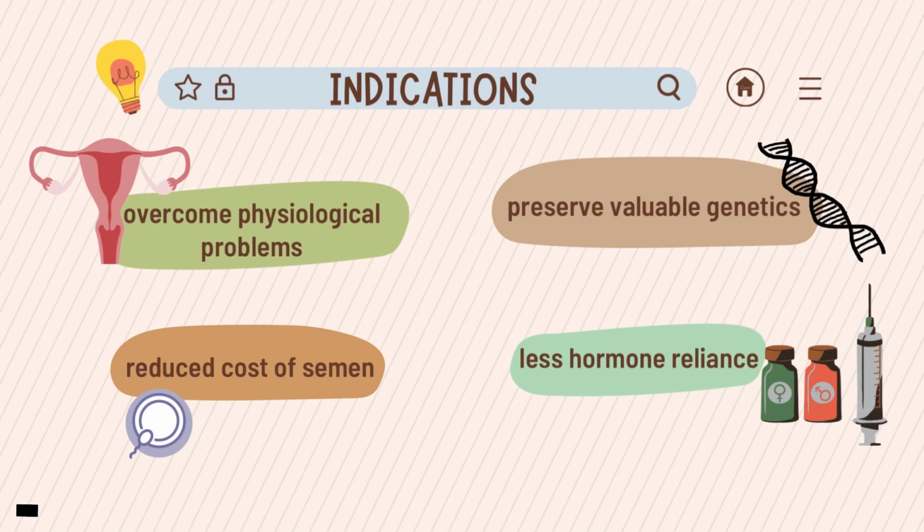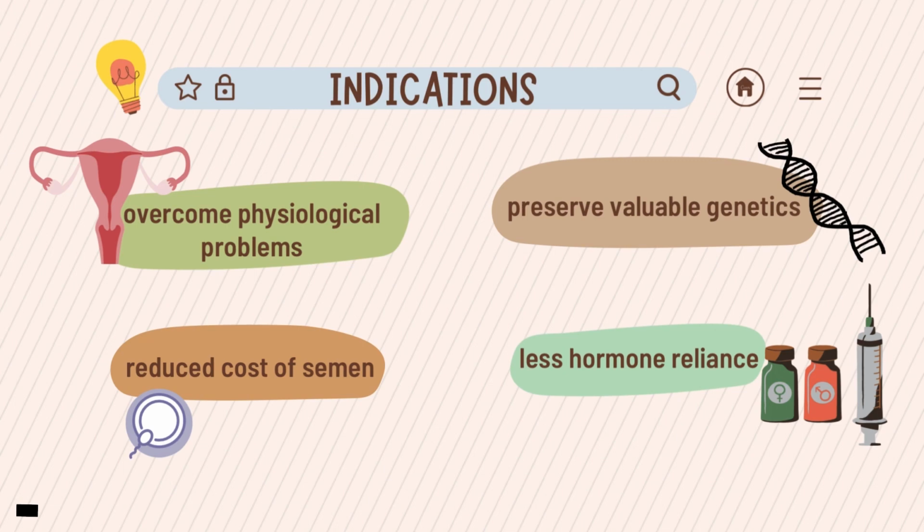Moving on to the indications for IVF. Firstly, to overcome physiological problems, IVF can be used to produce offspring from elite animals that are non-productive in traditional methods. Secondly, to preserve valuable genetics. In the case of the unexpected death or slaughter of a valuable animal, eggs can be rescued from the ovaries and the resultant embryos can be transferred into recipients.